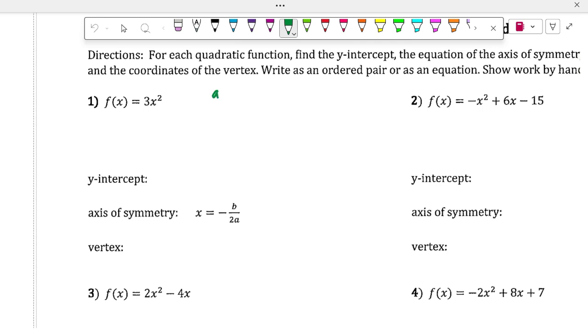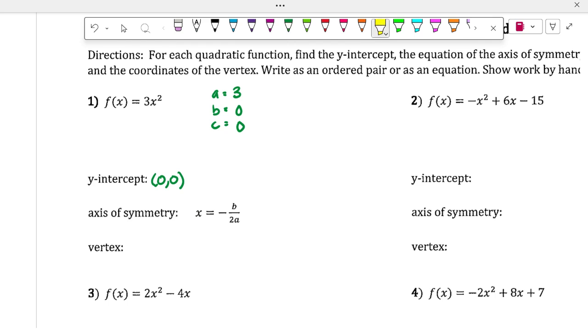List A, B, and C. So A is what? 3. What's B and C? 0. So there's no x and no constant. You just put 0 for them. What's my y-intercept? 0, 0. Where do we get it from? The C value. Good.